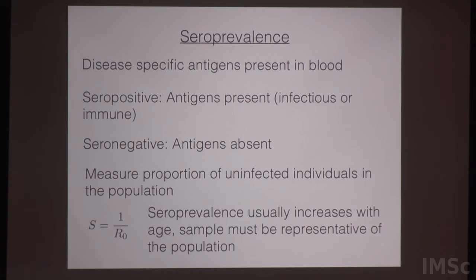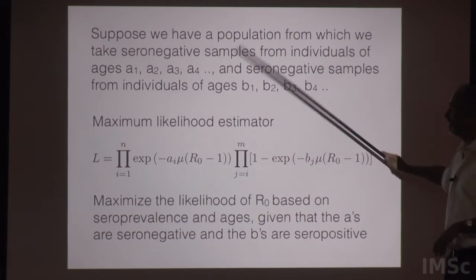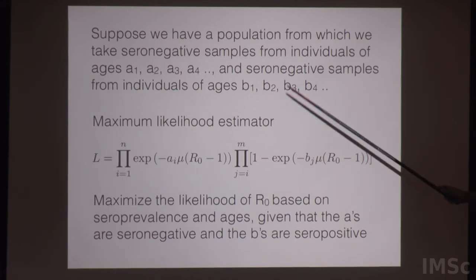So, remember that S is 1 by R naught. You have to take account for the fact that usually this increases with age, the sample must be representative of the population, etc. You should not just take people in one school, you must take people across the whole set of ages. And the way this is done is, suppose you take a population from which you take seronegative samples from individuals of ages A1, A2, A3, A4, and seropositive samples from individuals of ages B1, B2, B3 and B4.